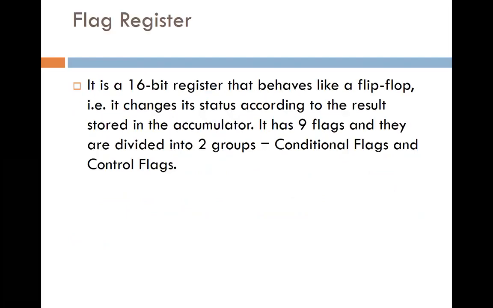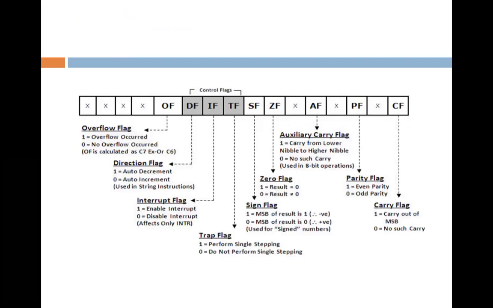Flag register. It is a 16-bit register that behaves like a flip-flop. It changes the status according to the result stored in the accumulator. It has 9 flags. They are divided into two groups, the conditional flags and control flags. This is the format of the flag register. The size of the flag register is 16 bits, but at a time 9 flags are there. Among them, 5 flags are conditional flags, and the remaining 4 are control flags.